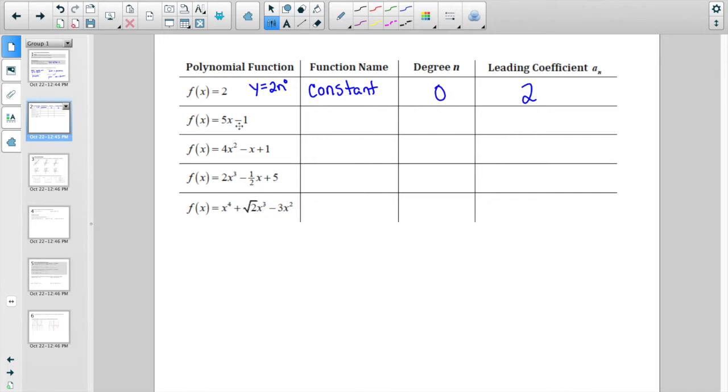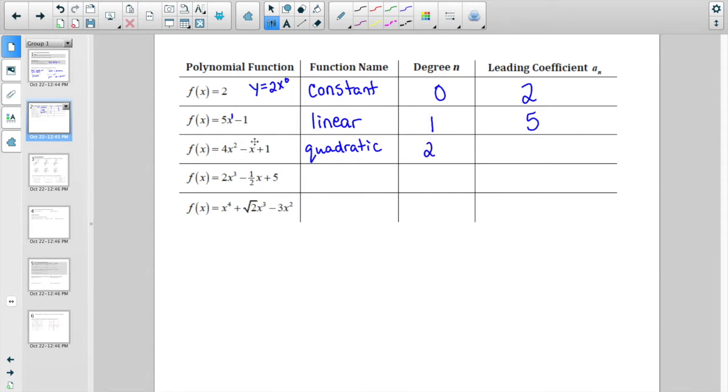For f of x equals 5x minus 1, we recognize this as being linear. The degree would be 1. Remember, this is like a first power if there's not one there. And I should have said, because it's f of x, I should have had x to the 0 power. And the leading coefficient is 5. And for the next one, we recognize that as a quadratic function. The degree is 2 because it's the highest power.